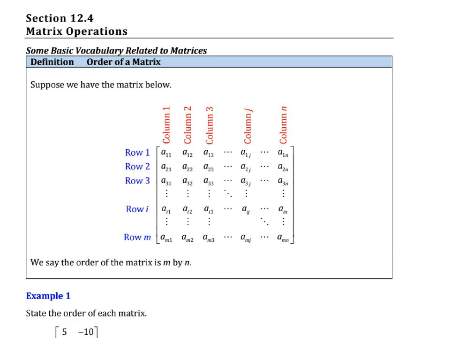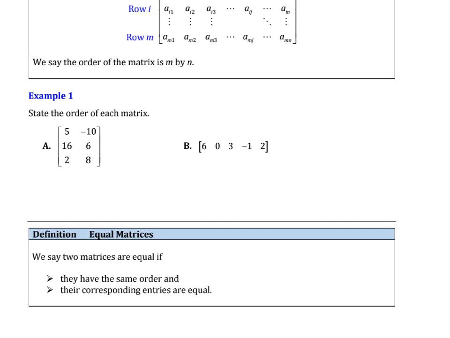So let's look at an example where we state the order of a matrix. In this particular matrix, in part A, we have 1, 2, 3 rows and 2 columns. So the order of this matrix is 3 by 2. In part B, we have 1 row, but we have 1, 2, 3, 4, 5 columns. So it's 1 by 5.